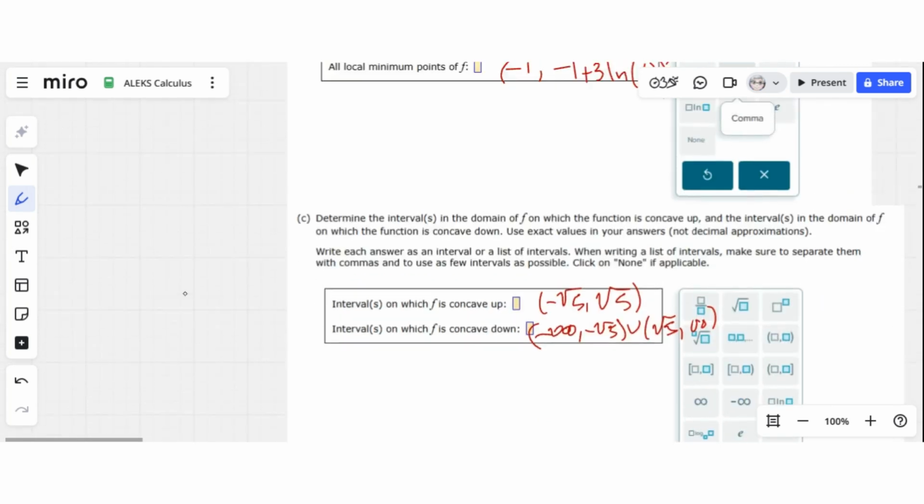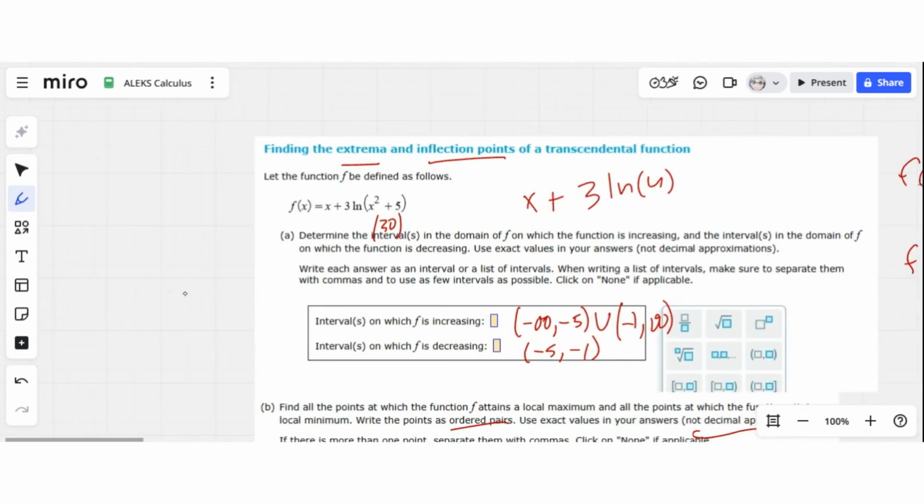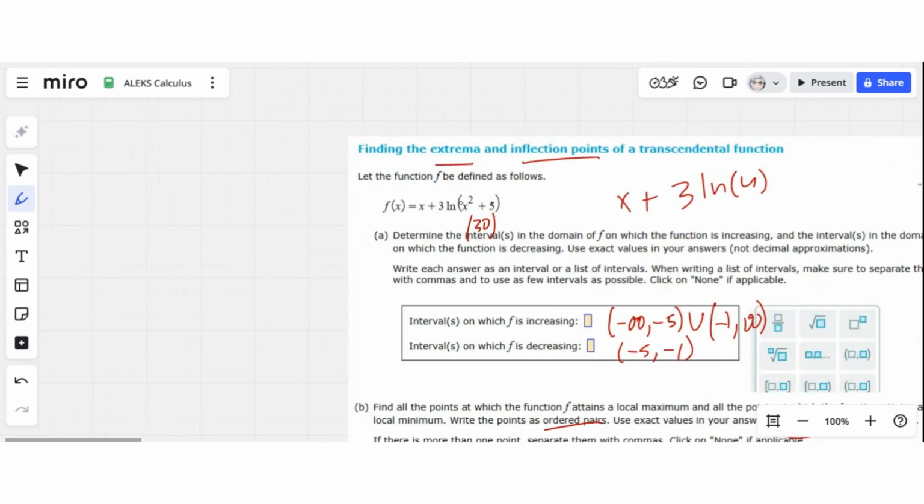And I'm about to run out of recording time here, but you would just plug square root of 5 in here. So you get square root of 5 plus 3 times the natural log of 10 for 1. And then negative square root of 5 plus 3 times the natural log of 10. Just plugging that back in. All right, a lot of work in those problems, but that is how to find the extrema and the inflection points of a transcendental function.